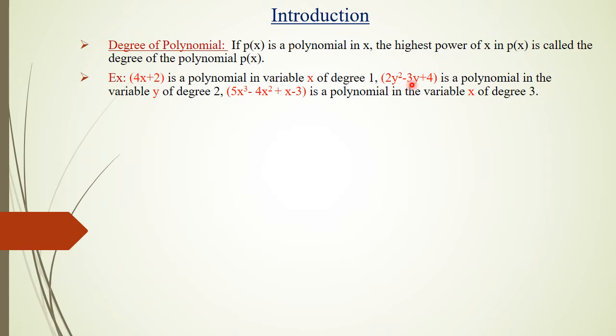Coming to the second example, 2y square minus 3y plus 4. This is a polynomial in the variable y. The highest power of y is 2 here, you can see. Therefore the degree of this polynomial is going to be 2. Coming to the next example, 5x cube minus 4x square plus x minus 3. This is a polynomial in variable x and the highest power of x in this polynomial is 3. Therefore this is an example of degree 3.